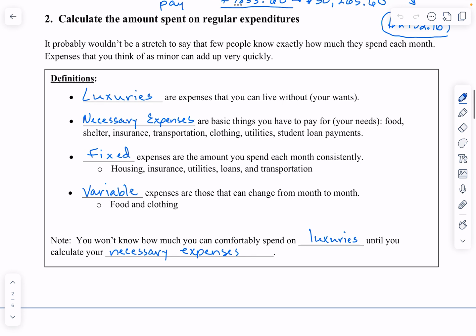All right, continuing on section 7.2. We're now in part 2 where we're calculating the amount spent on regular expenditures. So we need to get through some definitions first.